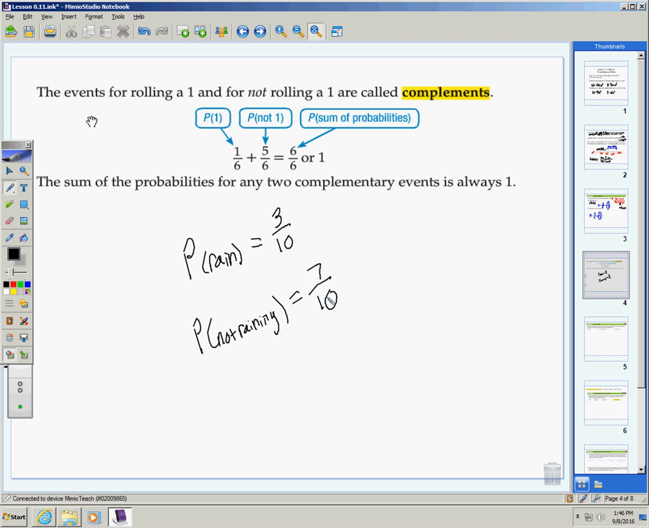And notice I add these two together, I would get 10 out of 10 times, which makes sense because it either rains or it doesn't, which would just be 1. The complement of something is just when it doesn't happen, and the complement event and the original event always add up to 1. Their probabilities always add up to 1. And we can use this to make some problems a little bit easier for us.